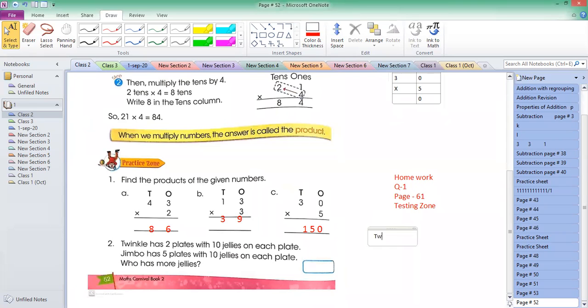Let's talk about Twinkle. Twinkle is having 2 plates. 2 plates mean 2 groups, and every group is having 10 jellies. So if you want to find out how many total jellies Twinkle is having, you multiply by 10, because in one plate there are 10 jellies. Either you can add 10 and 10, 10 in one plate, 10 in another plate, so 10 plus 10 is 20. Or you can write 2 multiplied by 10 or 10 multiplied by 2, because there are 2 plates and in one plate there are 10 jellies.